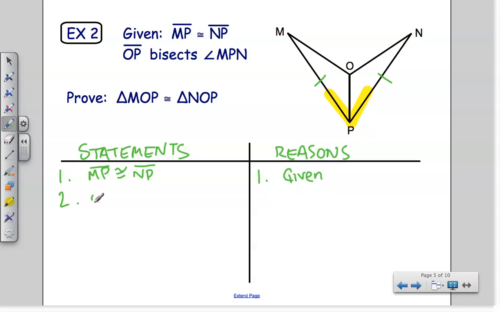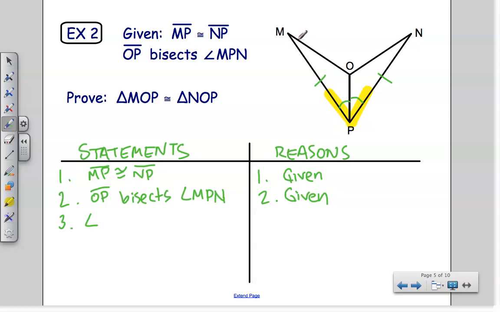Alright, I'll write the second given, that line segment OP bisects angle MPN. Okay, we talked about that word bisect. We talked about what that means, that OP, this line segment, is bisecting this angle I highlighted. It means that we split that angle into two congruent angles, so this angle is congruent to this angle. It doesn't tell me anything up here, but it did tell me that angle MPN was bisected. Therefore, I know that those angles are congruent.